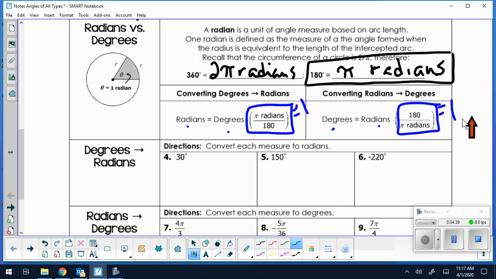So I'm going to do example 4 here. I'm going to make it a little bigger for me.